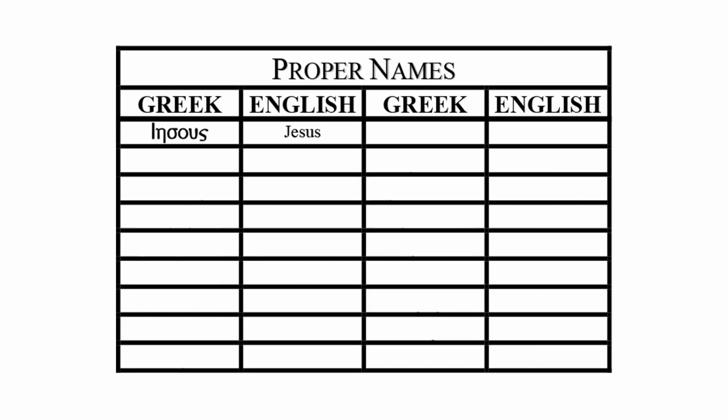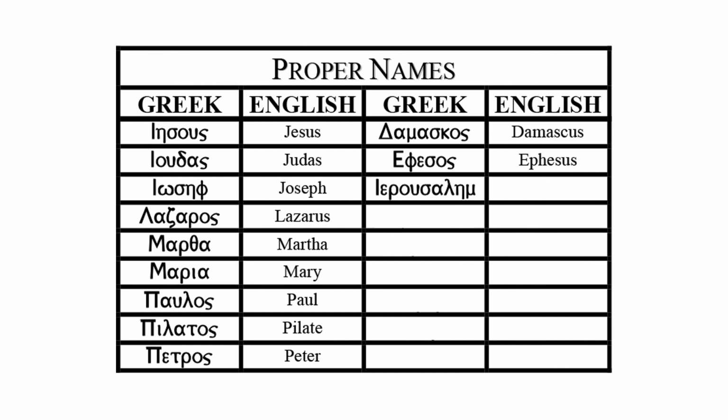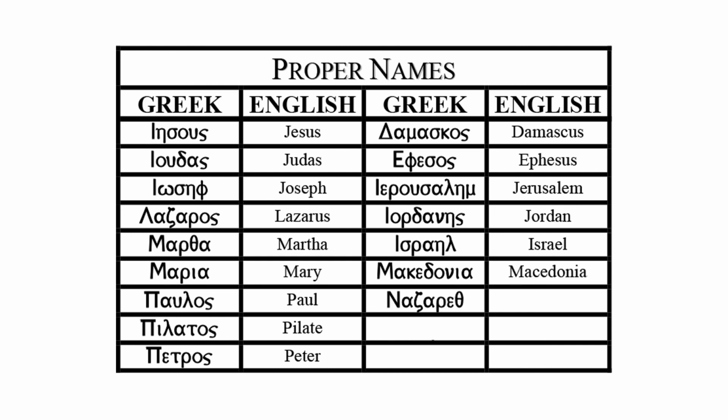Next group. Jesus, Jesus. Ioudas, Judas. Joseph, Joseph. Lazaros, Lazarus. Martha, Martha. Maria, Mary. Paulos, Paul. Pilatos, Pilate. Petros, Peter. Damaskos, Damascus. Ephesos, Ephesus. Jerusalem, Jerusalem. Jordanes, Jordan. Israel, Israel. Macedonia, Macedonia. Nazareth, Nazareth. Samaria, Samaria.